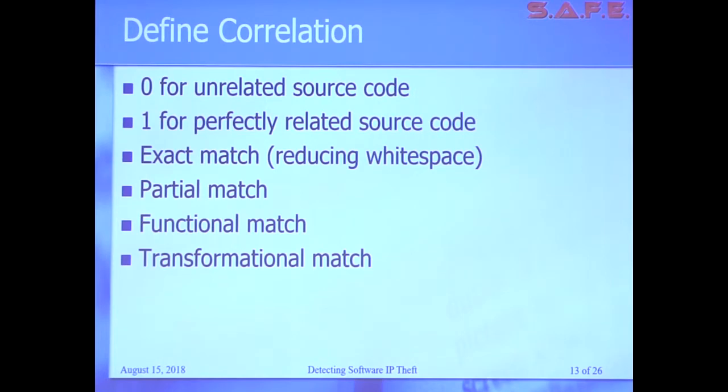0 is if the source code is completely unrelated, 1 if it's completely identical. And then we looked at exact matches, partial matches. Functional matches is something I'd like to do in the future, and if anyone has any ideas, let me know. People have been looking at trying to match functionality.